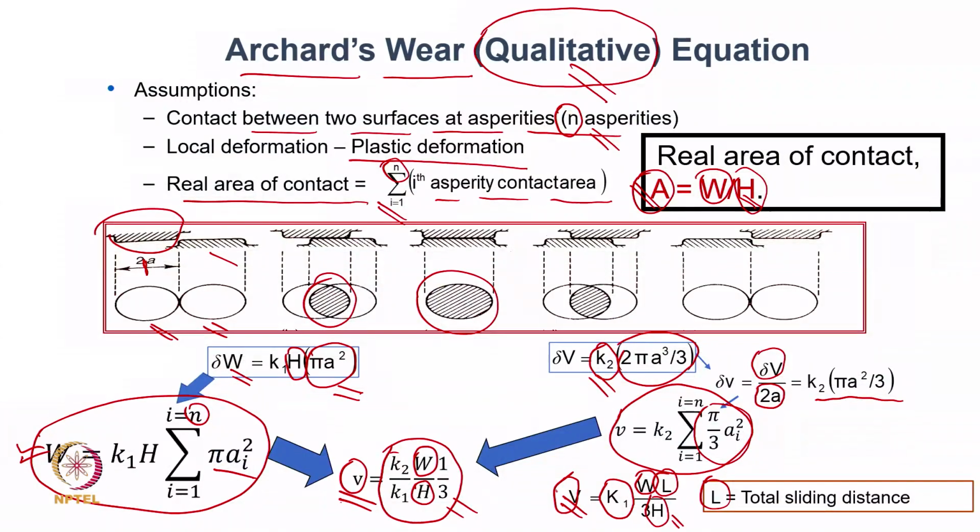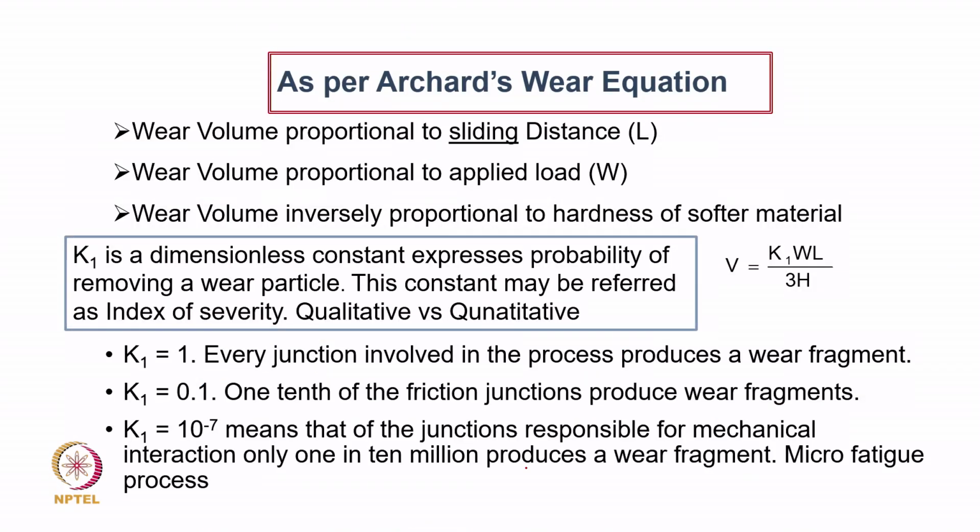However, Archard says very clearly that wear volume is proportional to sliding distance, which is equivalent to L, wear volume is proportional to applied load, which is the W, wear volume will be inversely proportional to hardness of the softer material, and the K1 is a dimensionless constant which expresses the probability of removing a wear particle. This constant may be referred to as an index of severity. What is the meaning of that?